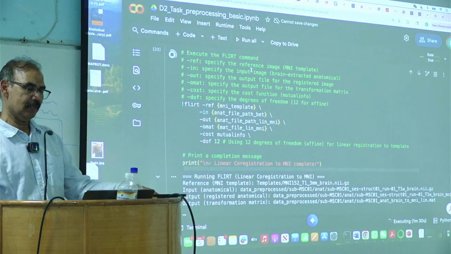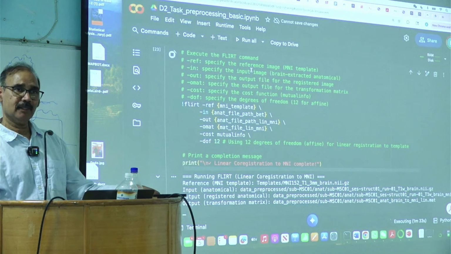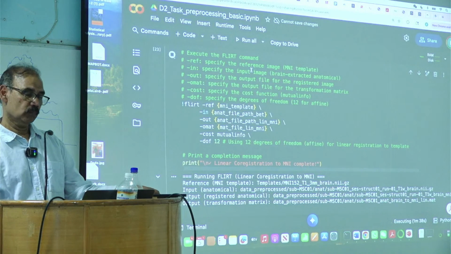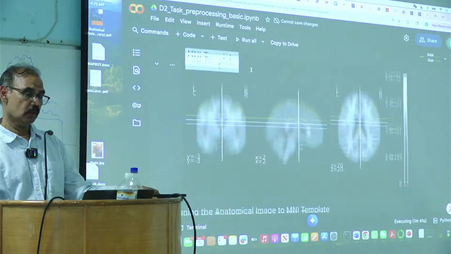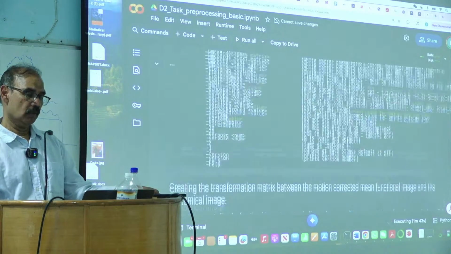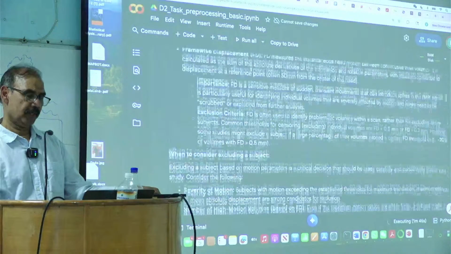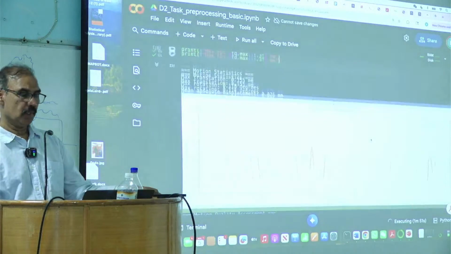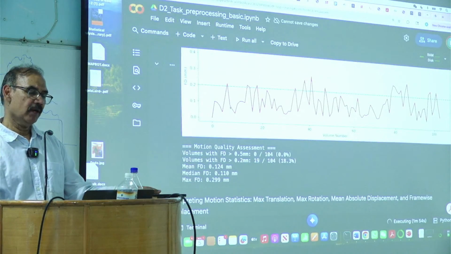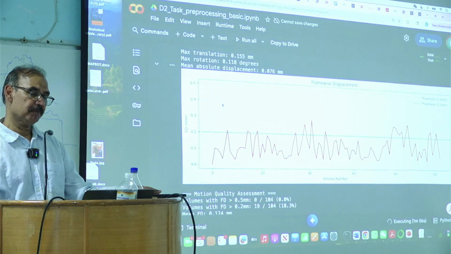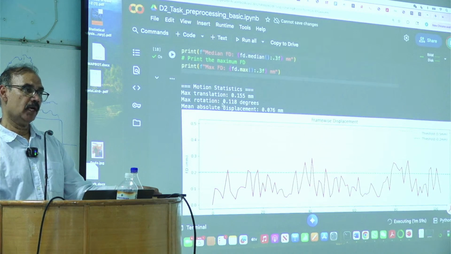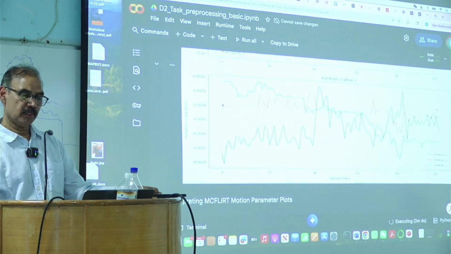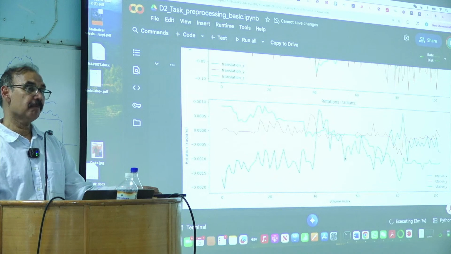I think there's still a couple of minutes, so does anyone have any questions? Yeah. Right. This one? Yeah, so this is displaying what is called frame-wise displacement for 100 images. And this one is motion correction, again for 100.